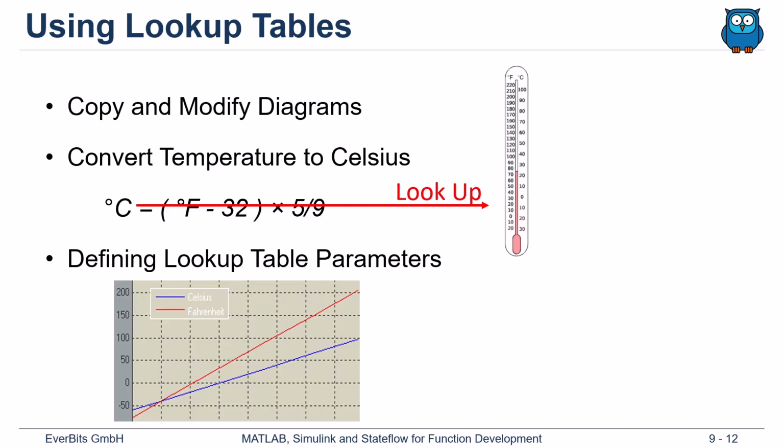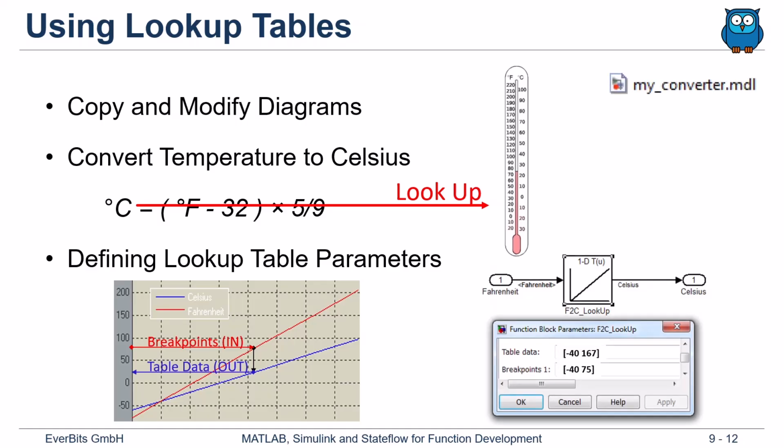Such mapping of a red line to the blue line can be done in the block dialog. The mapping function will include the breakpoints of the red line. This is our input. And we map it to the blue line, and this is something that we look up in the table. And this is our output. So all these things can be defined in the mask dialog of the lookup table.